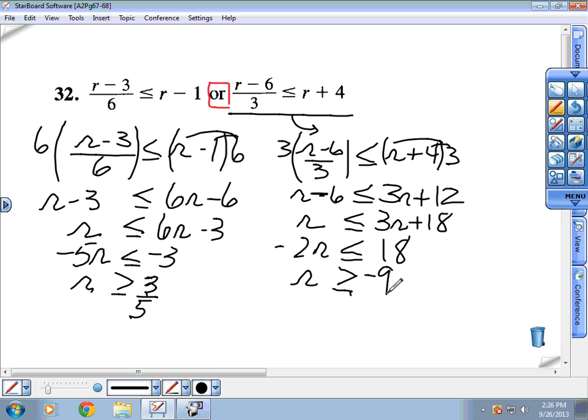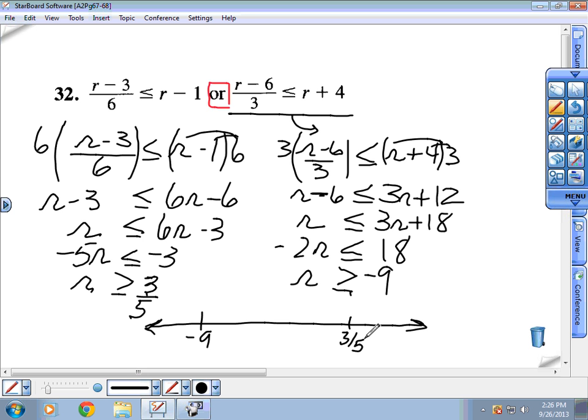Now that I have this, I'm going to graph it. Because it's a disjunction, I can graph it all together again. So I have 3/5 and negative 9. Well, negative 9 can be down here, and positive 3/5 can be up here. So see, you don't really have to worry too much about these fractions. You just have to worry about r is greater than or equal to 3/5.